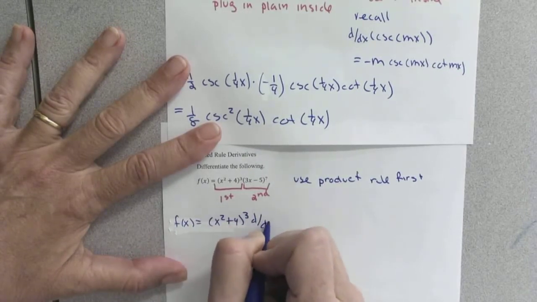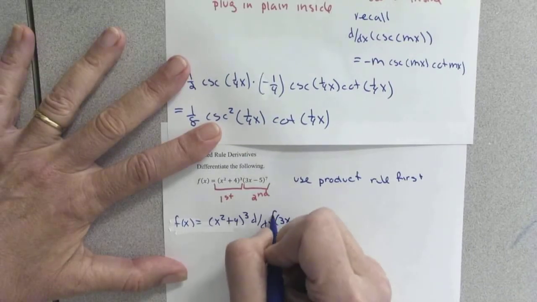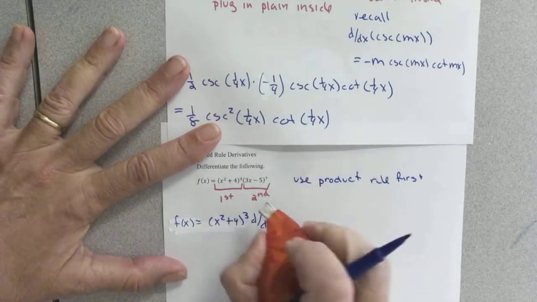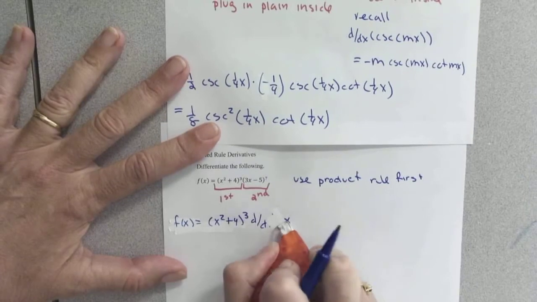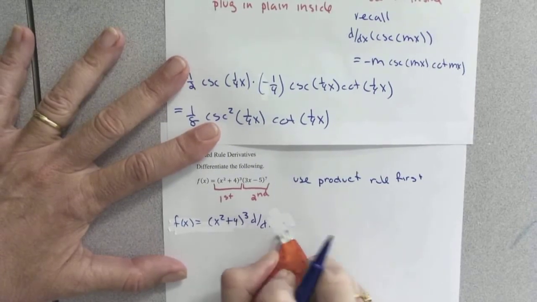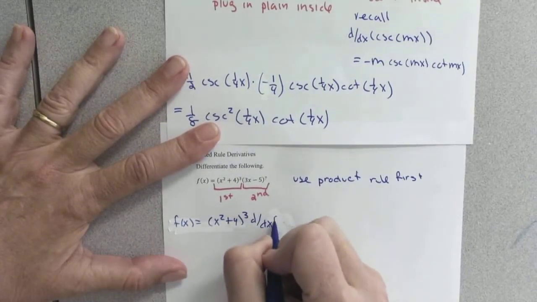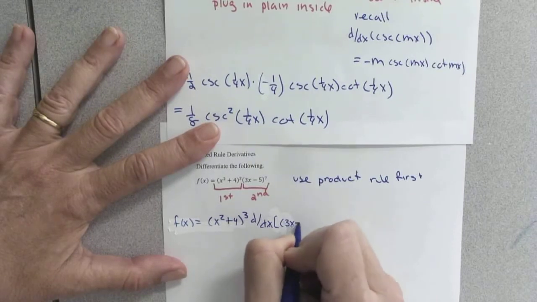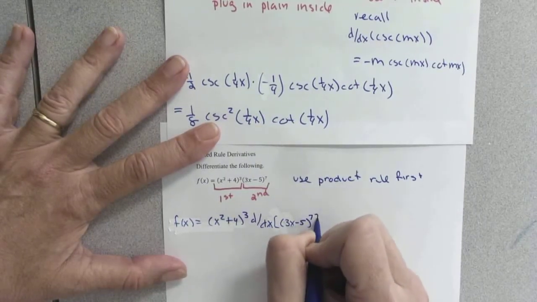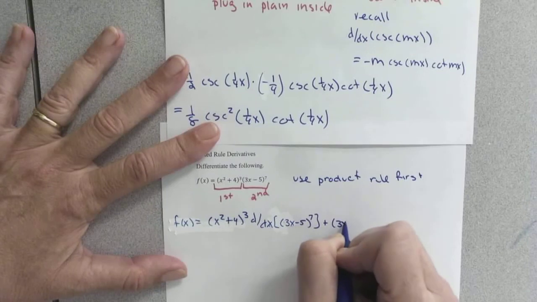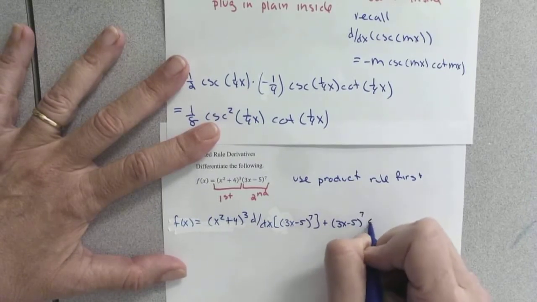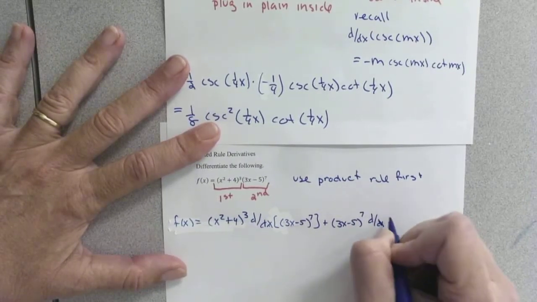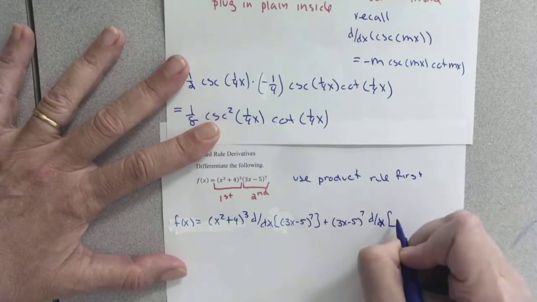Plain first, derivative of the second, horrible handwriting, derivative of the second plus plain second, derivative of the first.